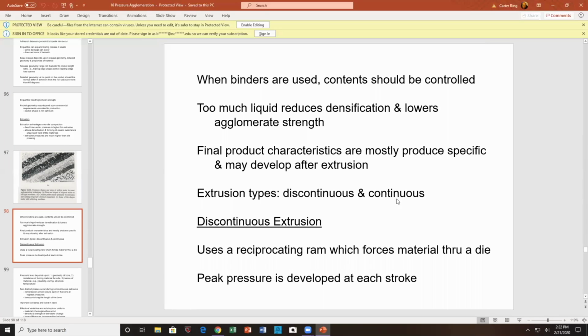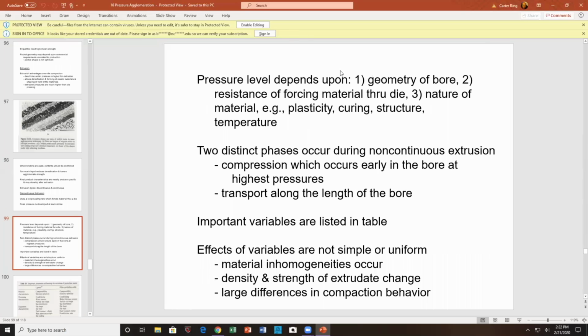Anyway, discontinuous extrusion obviously uses a reciprocating ram. Peak pressures are developed at each stroke. Material is forced through a die. Okay, pressure depends upon the geometry, the resistance of forcing material through the die, and the nature of the material: plasticity, curing, structure, temperature. You have compression in the early stages, the highest pressure, then transport along the length.